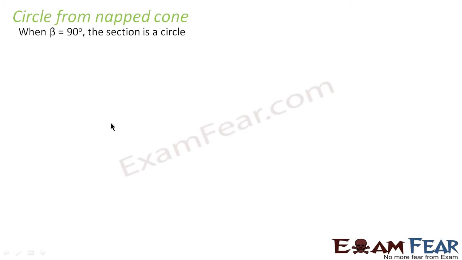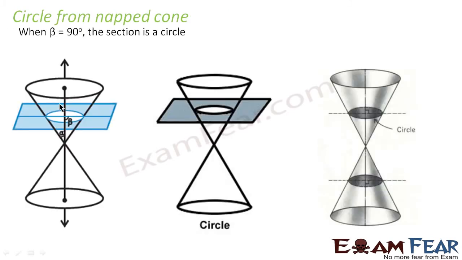To get a circle from the nap cone, here beta should be 90 degrees. I'll explain why. This is the angle alpha, which is constant, as we have told. Now beta is the angle which the plane makes with this axis. This is the axis. With the axis, this plane is now making a 90 degree angle. So if you cut this double nap right circular cone with the plane which makes a 90 degree angle with the axis, what you get is a circle.